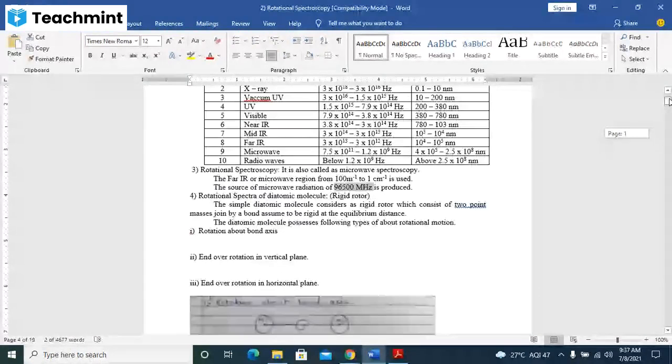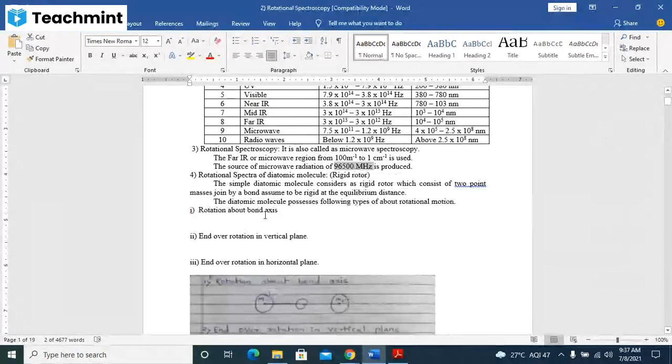That you have to remember, in rotation, three types of different rotations are possible. One is the rotation about the bond axis, end over rotation in the vertical plane, and end over rotation in the horizontal plane. That you have to remember.